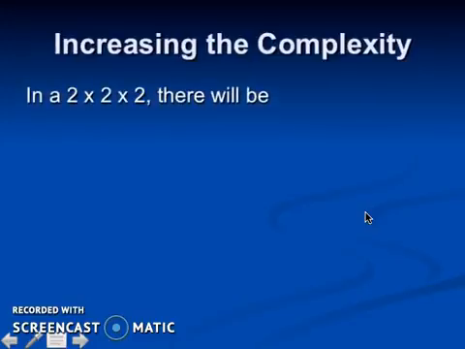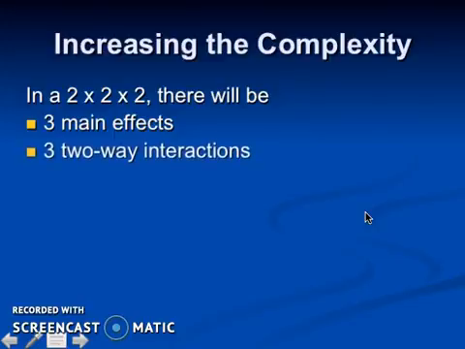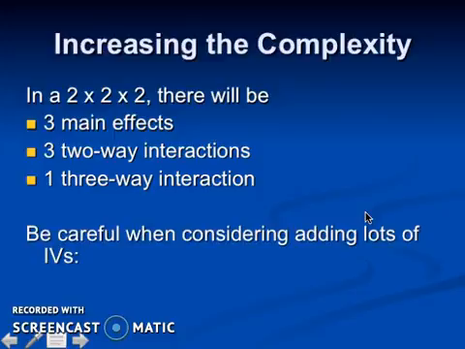So remember, with the 2 by 2 by 2, you have more effects you have to look for. You would have three main effects. You would have three two-way interactions, and then you would have that one three-way interaction. This is why you want to be very careful when you're adding levels. You don't want to get too many levels, and you don't want to get too many independent variables. Even if you kept it at 2 levels, you're expanding the number of conditions you need and the number of people you need if it's between subjects.